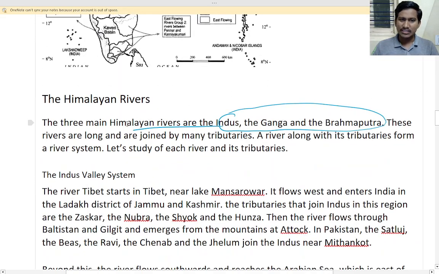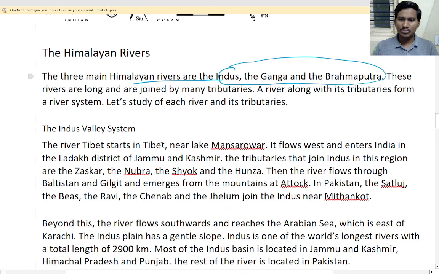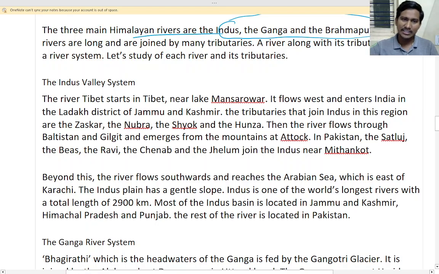These long rivers are joined by many tributaries and form a river system. So the Indus Valley system: these rivers start from Tibet near Mansarovar, right? We just saw it flows west into India, to the Ladakh district in Jammu and Kashmir, and the tributaries that join the Indus in this region are Zanskar and others. You don't need to remember all this, just remember where it originates. It originates in Mansarovar, Tibet.